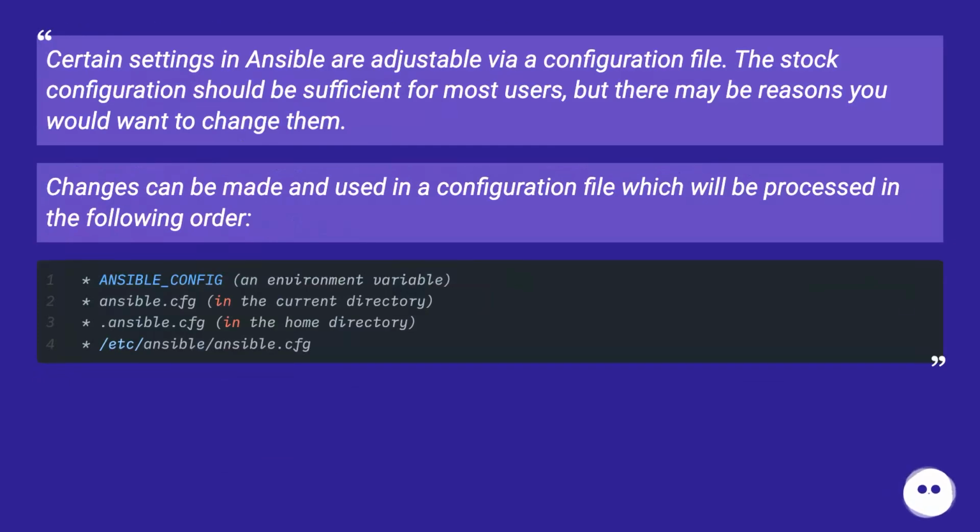Certain settings in Ansible are adjustable via a configuration file. The stock configuration should be sufficient for most users, but there may be reasons you would want to change them. Changes can be made and used in a configuration file which will be processed in the following order.